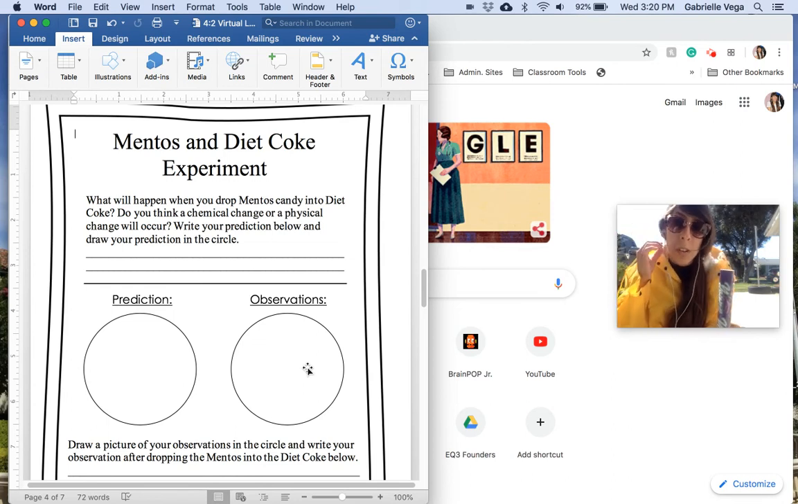So I'm going to go ahead and take off my headphones, and I'm going to move away from the computer so that I can get started with this experiment. Remember, as you are watching it, you are thinking about, is a physical change happening or a chemical change? So go ahead and enjoy the experiment and follow along, and make sure you're writing down your observations.